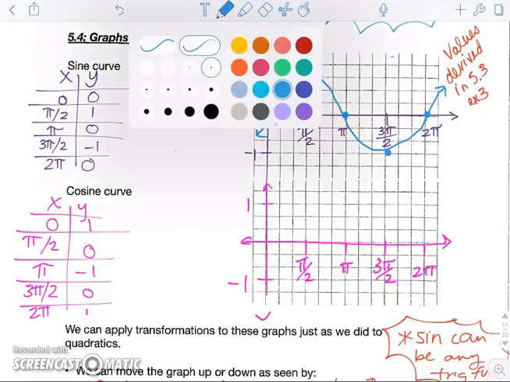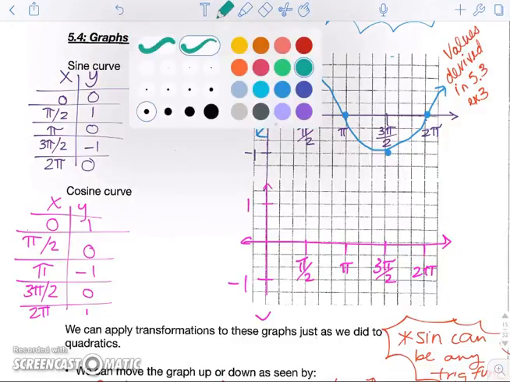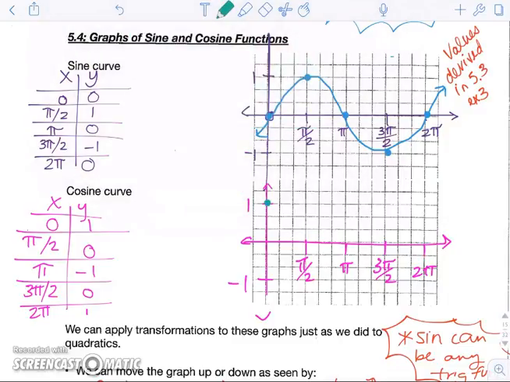Cosine, the graph starts at 1. So my points are 0, 1, pi over 2, 0, pi is negative 1, 3 pi over 2 is 0, and 2 pi is 1. Again, it's going to bounce between negative 1 and 1. So I'm actually going to come from the down and hit that point, and then here, and go back down. So that would be my cosine parent.